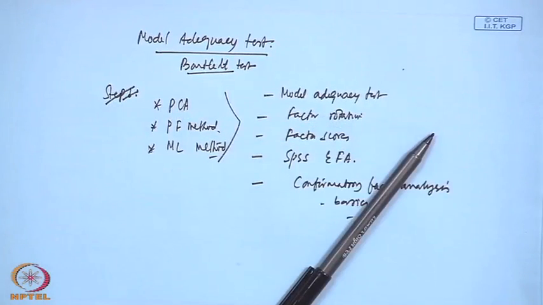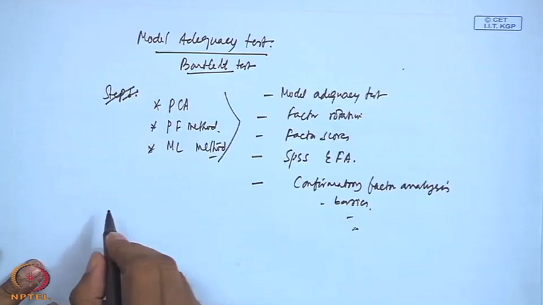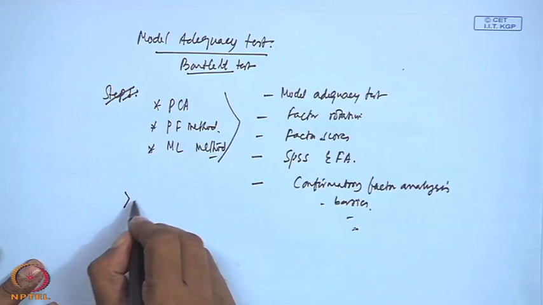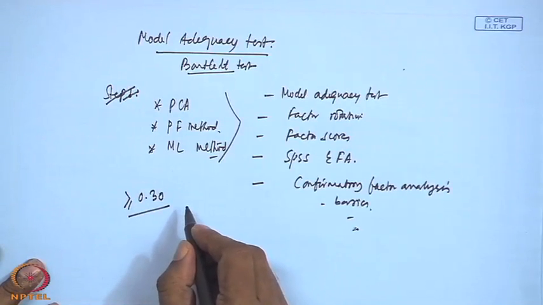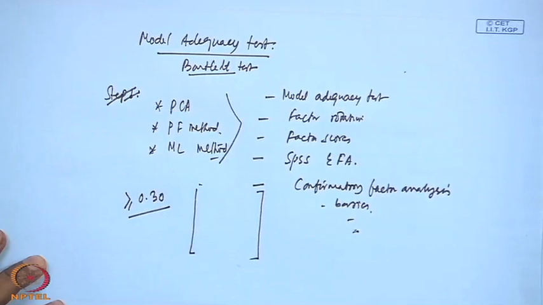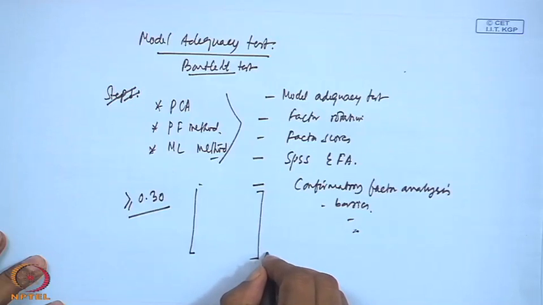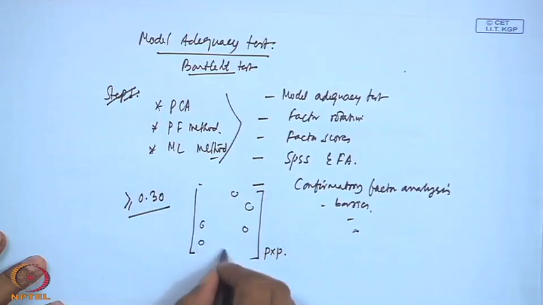Under the model adequacy test, I have already discussed the correlation matrix, and I said that if there are substantial correlation coefficients greater than or equal to 0.30, then you go for factor analysis. Suppose you have a large data matrix and the correlation coefficient matrix is p cross p, and there are a large number of values having more than 0.3.